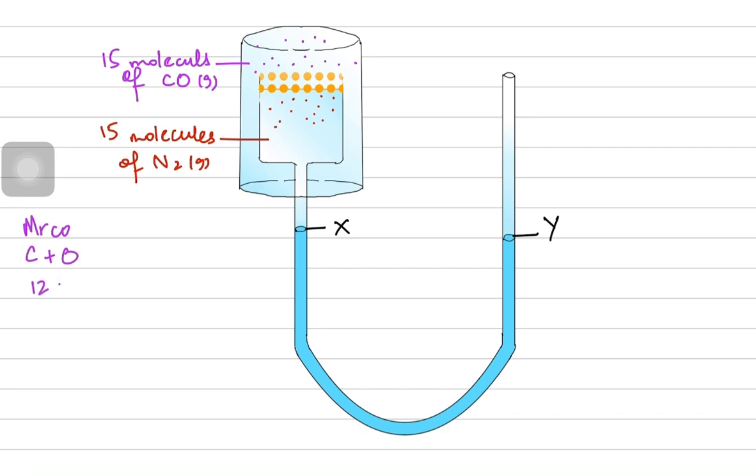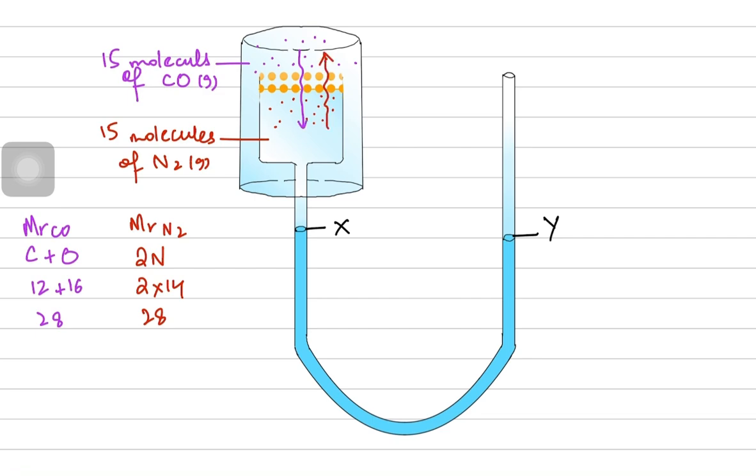The molecular mass of carbon monoxide is 12 plus 16, 28 units. The molecular mass of nitrogen gas is 2 times 14, so that is again 28 units. Since the molecular masses are same, their rate of diffusion will be same.